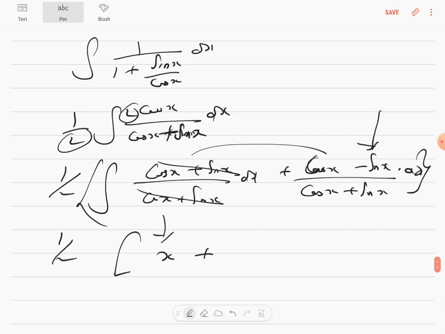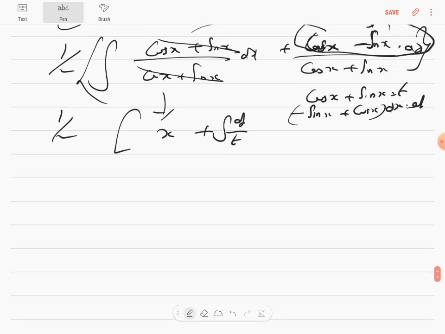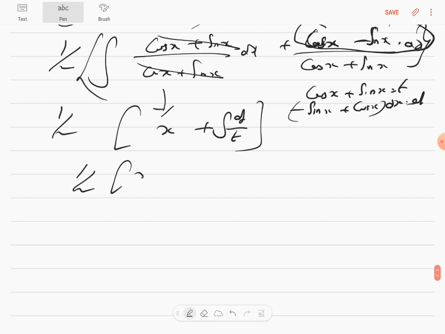whenever you see a sum randomly like this, where there is a cos x minus sin x by cos x plus sin x, try to assume the denominator as t. It will become minus sin x plus cos x into dx will be dt, and this is exactly that. So it's dt by t. So then therefore it's 1 by 2 into x plus log t, log of mod of cos x plus sin x, so t, plus c, and you can always bring the 1 by 2 in.